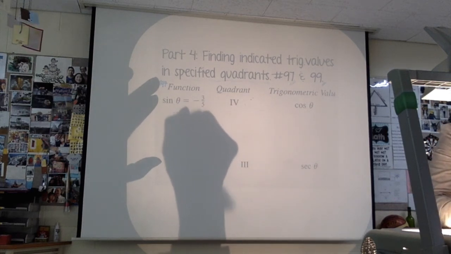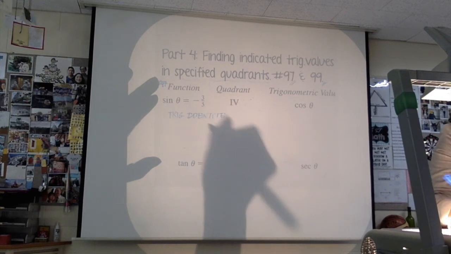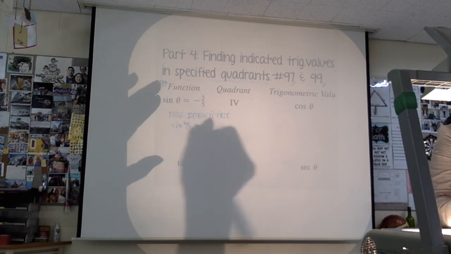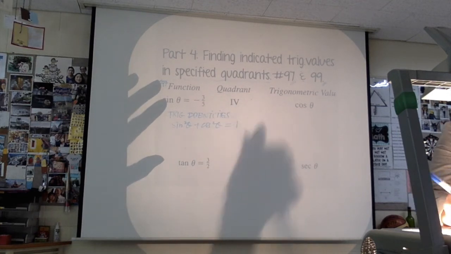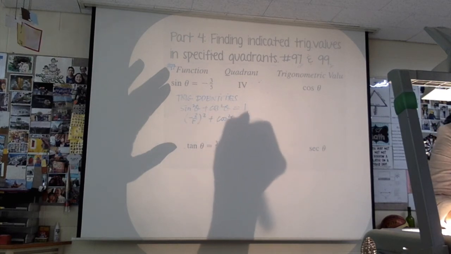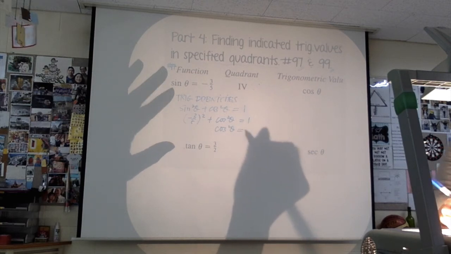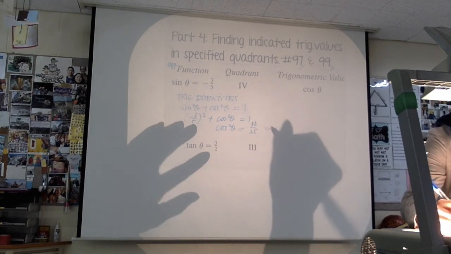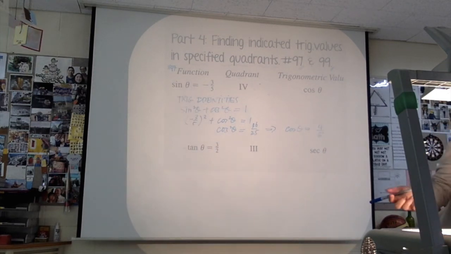Remember, use your trig identities, you guys. Isn't sine squared theta plus cosine squared theta equal to 1? So use that fact. You know it's going to be negative 3/5 squared plus cosine squared theta is going to equal 1. So when you do the calculations there, cosine squared theta is equal to 16 over 25, right? And you get that cosine of theta is going to equal 4/5. Easy. If you do it this way, it's just easier.